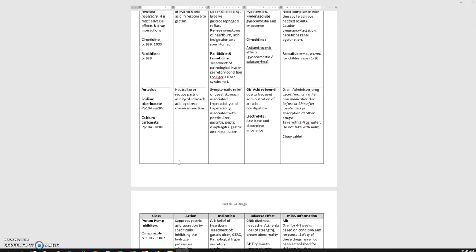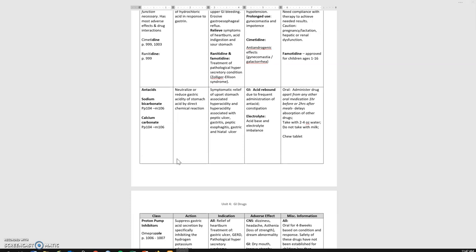They can cause acid rebound, so if you've frequently given this drug and then when you stop giving the drug, the patient can feel the effects of having an increased amount of acid in the stomach. And because they are bicarbonate and have calcium and sodium, depending on the drug you're using, they also can cause acid-base and electrolyte imbalances. You need to give this drug apart from any other oral med either 1 hour before or 2 hours after a meal, because the drug delays the absorption of other drugs.